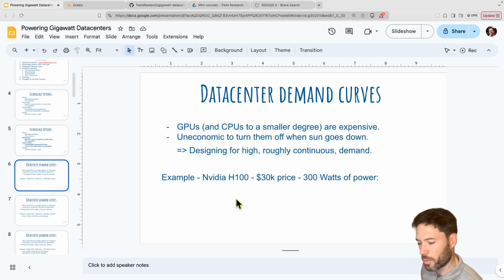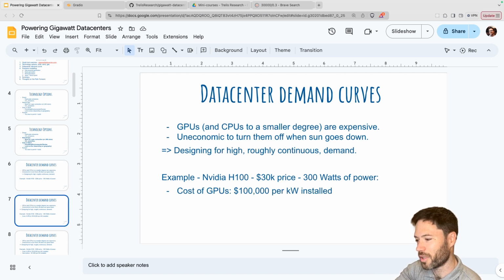Now, just a high-level comment around data centers. A data center is a very expensive piece of capital equipment, especially if you're putting in expensive GPUs and even CPUs to a smaller degree. And this makes it quite uneconomic to turn them off in the same way that we might turn off devices at home during the night when we're not using them. And so when designing for a data center, we're looking more towards having high uptime or being able to supply much more continuous power and not really being able to just turn it off because the sun goes down or the wind goes down.